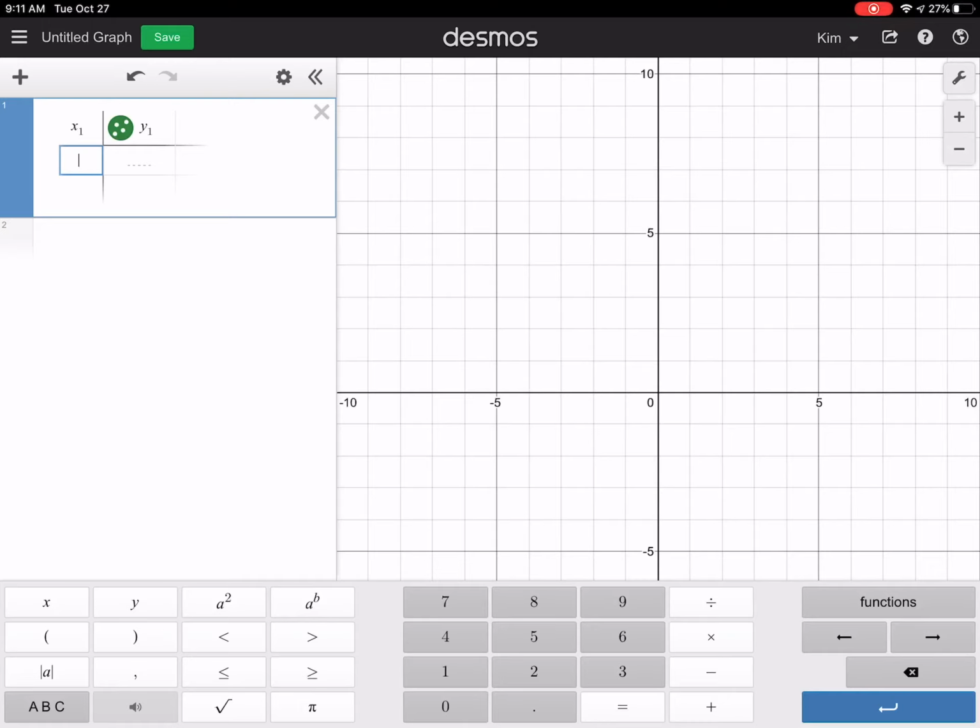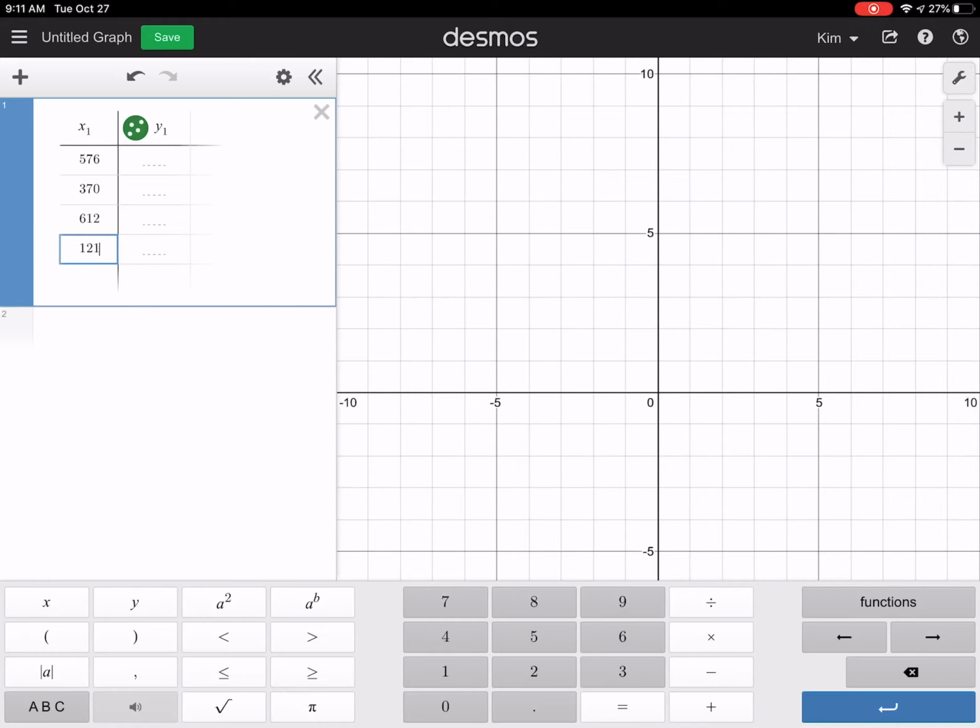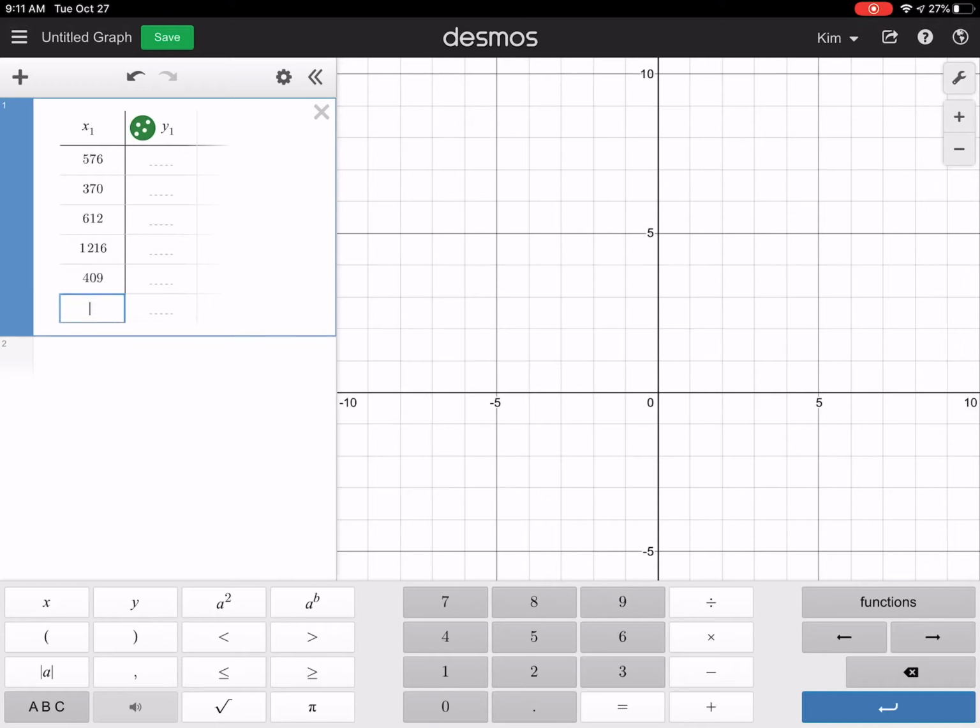So the next thing I want to do is enter all of this data in. So I'm going to go through 370. So if you want to do this, I'll pause the video while you go through and put all of these data points in. Remember, you learn best when you do it. So you guys go through and put all of these data points in your calculator.